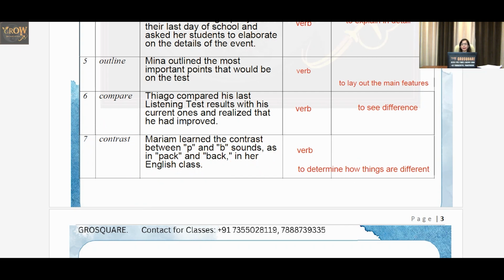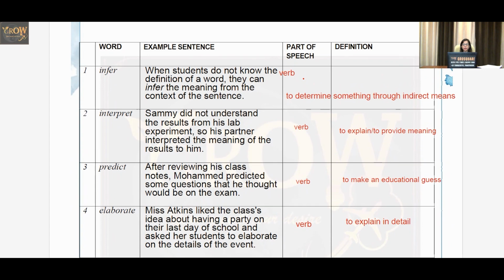So compare means just to compare. Contrast means to compare and to notice what are the differences. Okay, so I hope you are clear with all the words till here. Let's revise it once again. So the first word is infer, which means to determine something through indirect means. Second is interpret. Interpret means to explain or to provide meaning. Third is predict, which means to make an educated guess. And the fourth one is elaborate, that means to explain everything with a lot of detail.